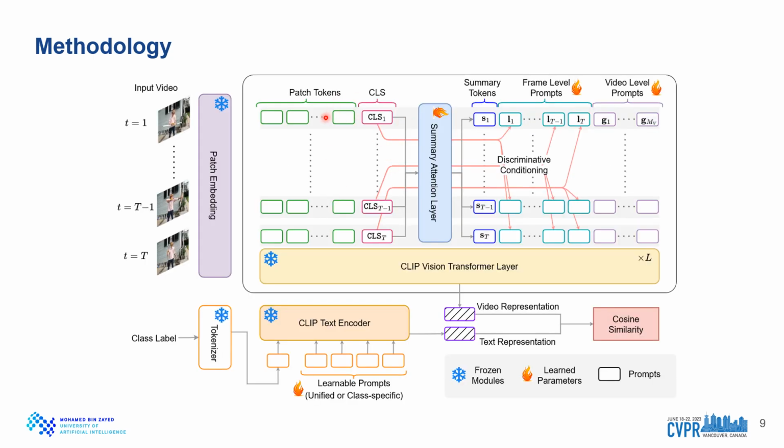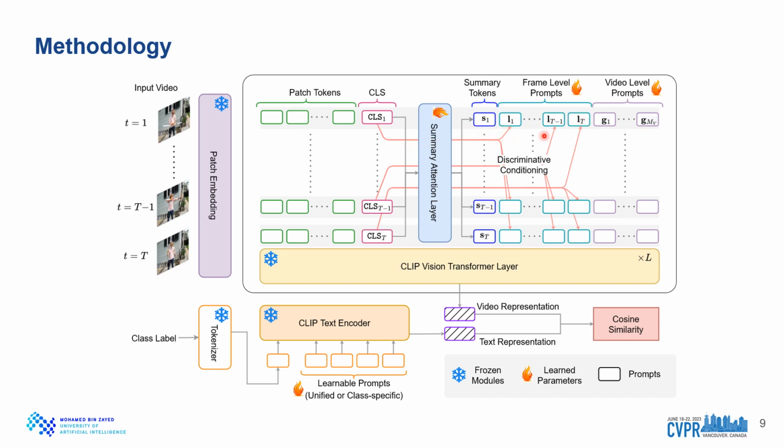Here is a diagram of our methodology. Consider a video input to the CLIP model. For each frame, we apply a patch embedding. So we get patch tokens over here in green for each frame. And then associated with each frame, we also have a CLS token. Now, first of all, our summary token. To produce the summary token, we apply a self-attention layer between the CLS tokens to produce summaries S1 till ST for each frame.